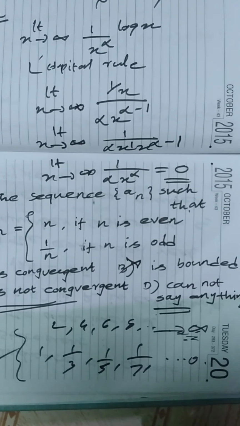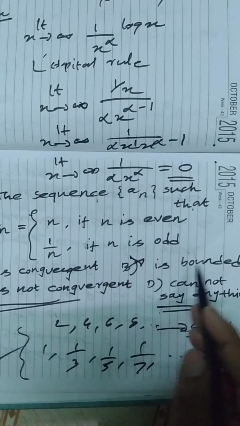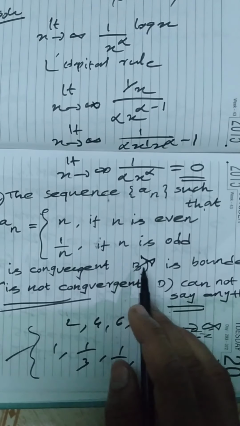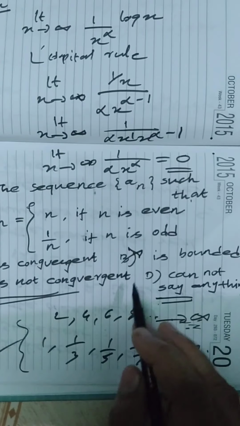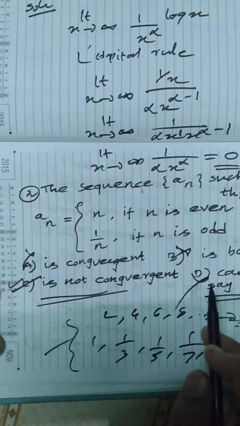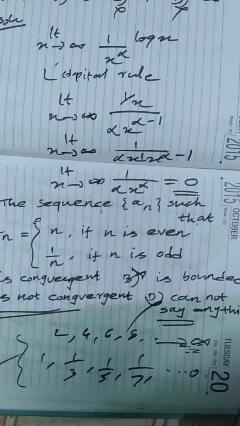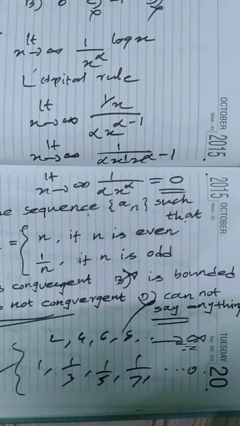So there is no upper bound very clearly. Actually it's not bounded, but the option given is bounded. So you cannot say anything is also wrong. So finally, the correct option is not convergent. Please note this down.